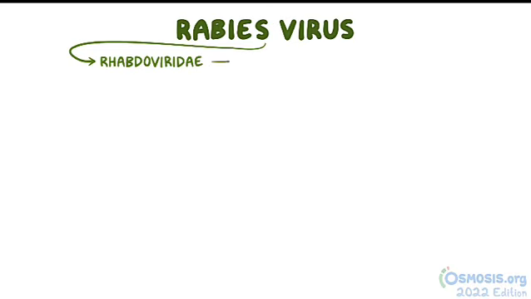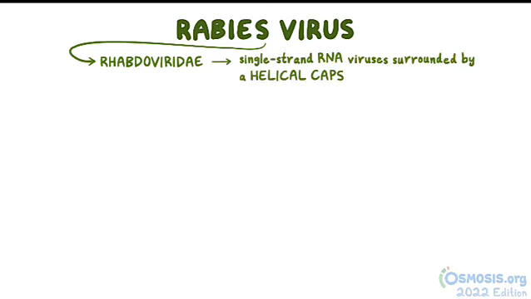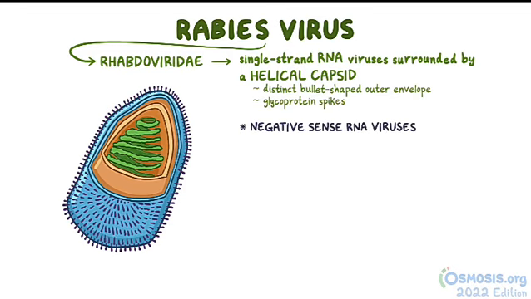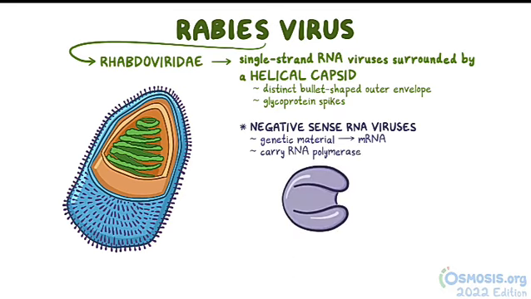All rhabdoviruses are single-strand RNA viruses surrounded by a helical capsid, or helix-shaped protein layer, all within a distinct bullet-shaped outer envelope, which is covered in glycoprotein spikes. They're also negative-sense RNA viruses, which means that before it can be used to make proteins, their genetic material has to be transcribed into mRNA. And these viruses carry their own RNA polymerase to do just that.